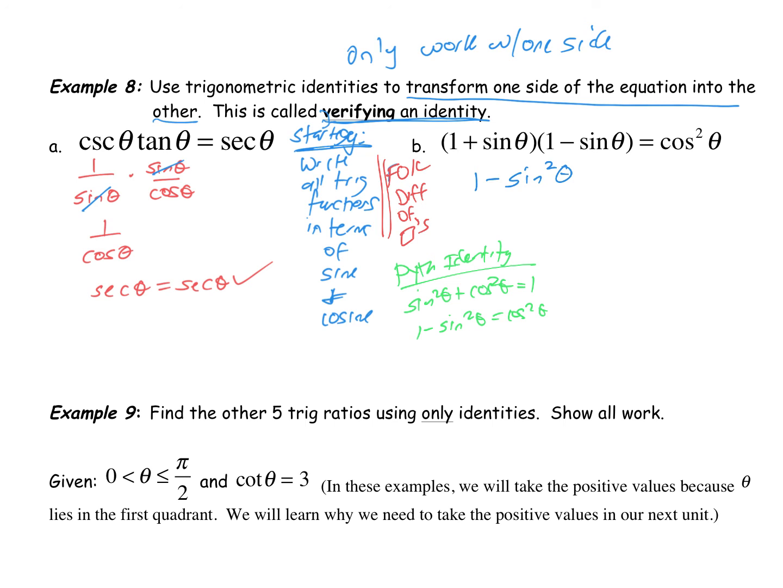But once we do that work, we can now substitute in cosine squared theta instead of 1 minus sine squared theta. So we have cosine squared theta equals cosine squared theta. So we've verified this identity with just 2 steps.